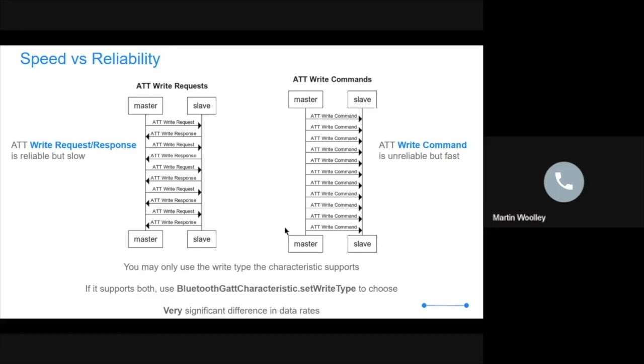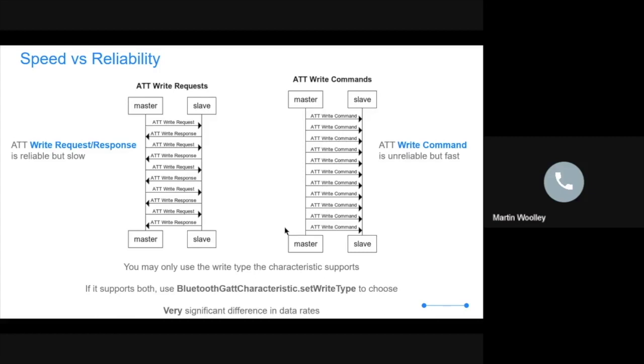Either one or both, well actually either none of these will be supported, but for a characteristic that supports writing to its value, one or both of these can be supported, and that's a property of the characteristic itself. You don't have control over that in and of itself. If both are supported though, you can choose which one should be used. And the choice you'll be making will be based on whether reliability is most important to you or speed.